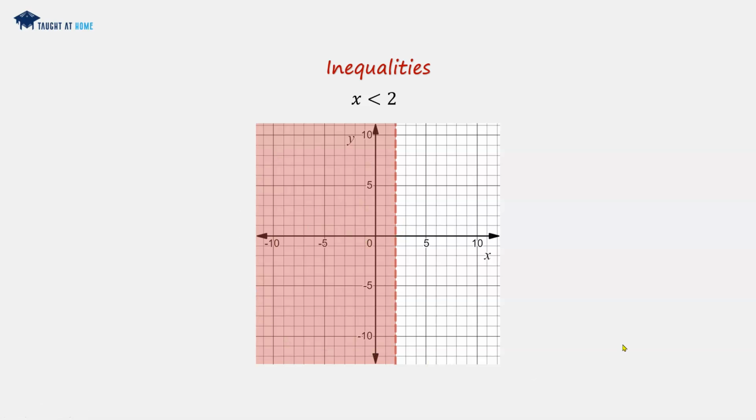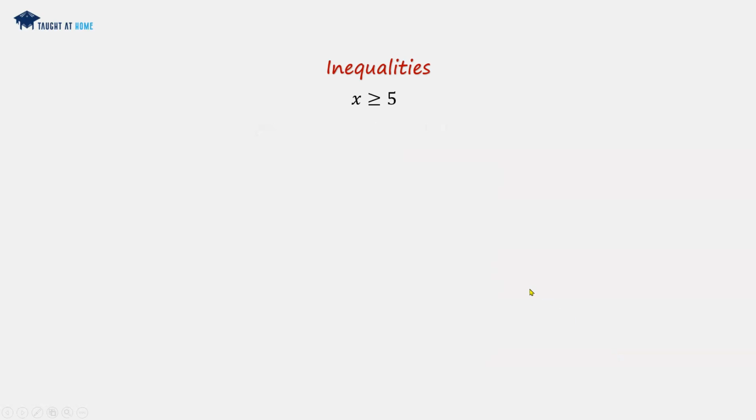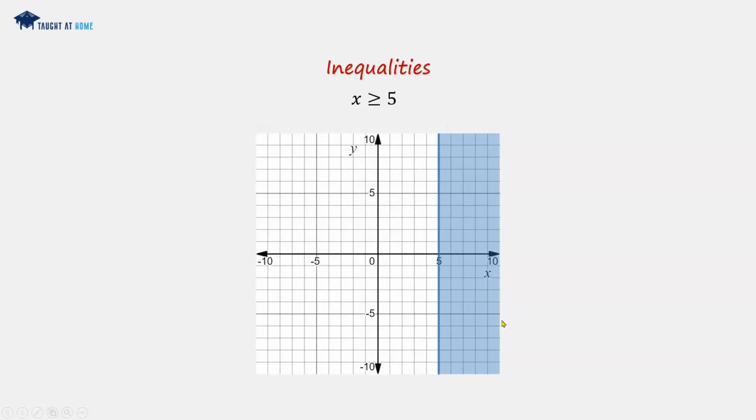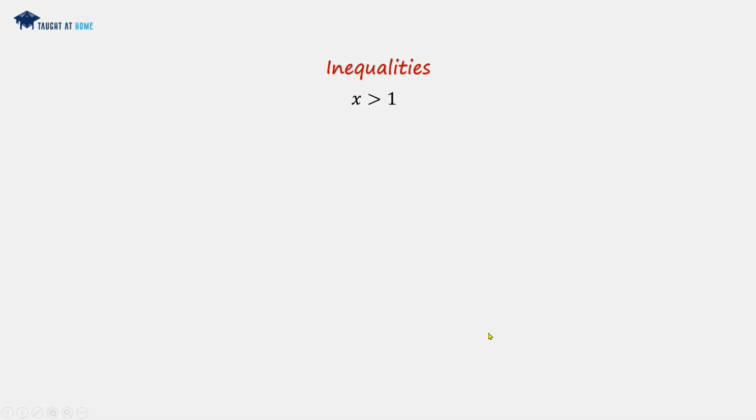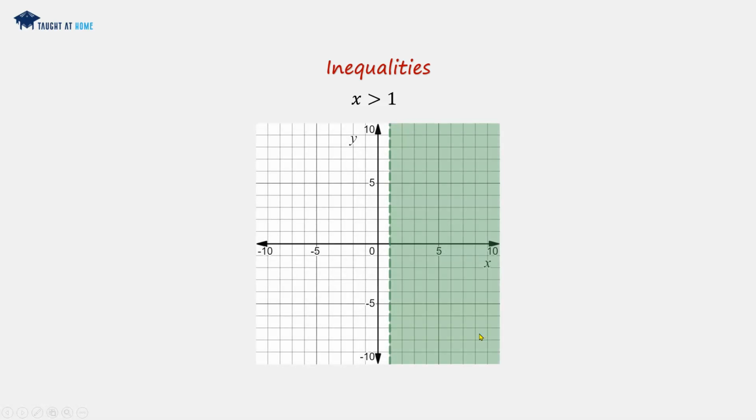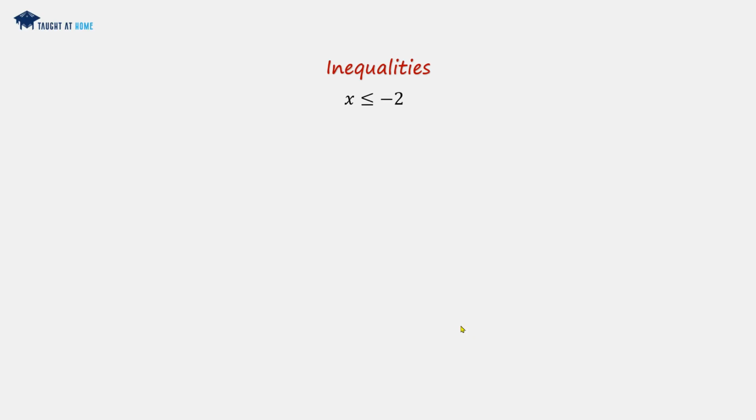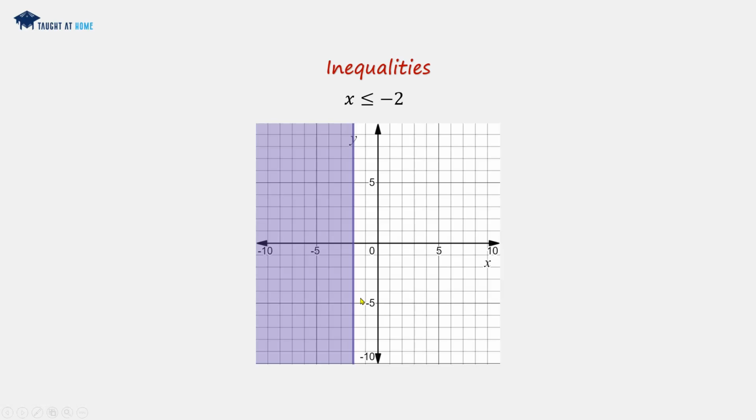We have x is greater than or equal to 5, where x can be 5 and it can be any higher. X is greater than 1 means x cannot be 1 but it can be anything greater. And x is less than or equal to minus 2 means x can be minus 2 and anything less than.